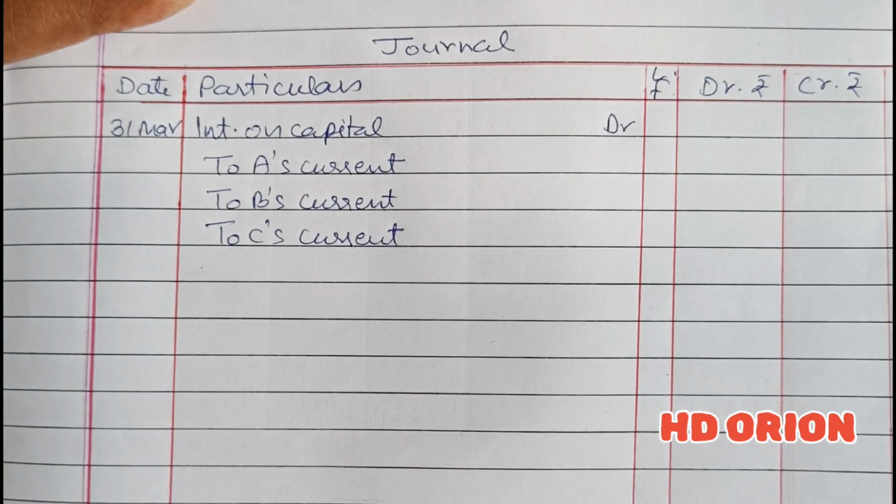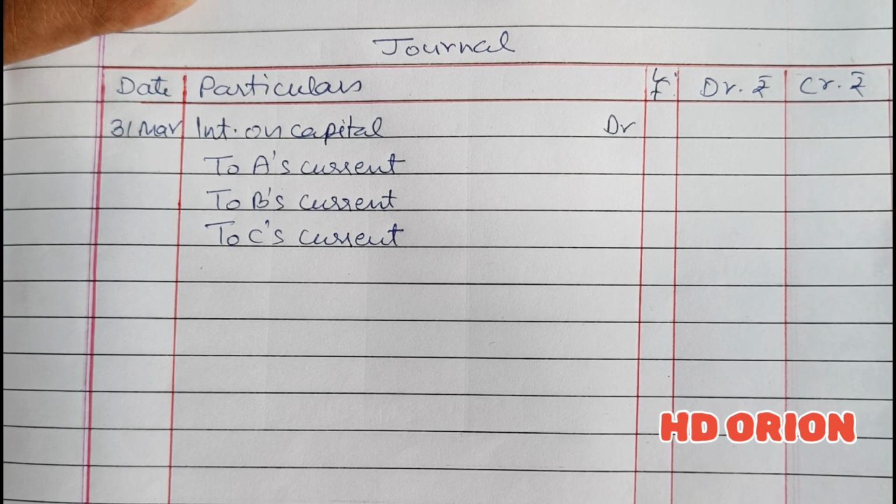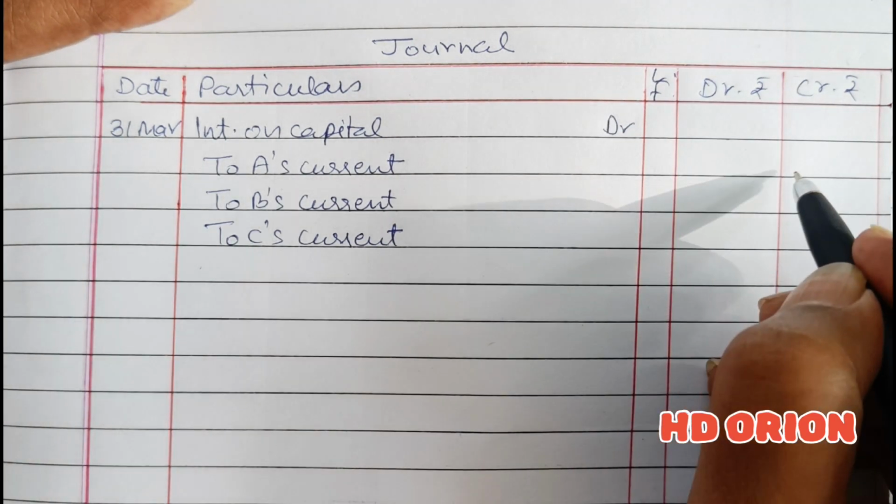Why so? Because the capital account is fixed. How do we come to know that the capital account is fixed? Because current account balances are given in the question. So whenever current account balances are given in the question, we have to assume or take it for granted that capital accounts are fixed in nature, and therefore all the appropriation of profits will be transferred to partners' current accounts, not capital accounts.